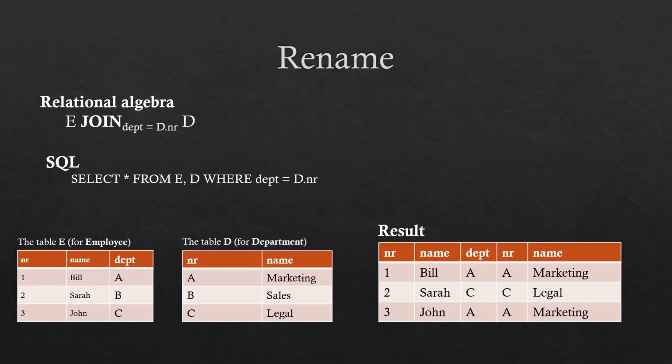As you can see on the third table, which is the result, we have two NR columns and two name columns, and a single dept column. So basically, it shows that we combined these two tables and we used the same column names.